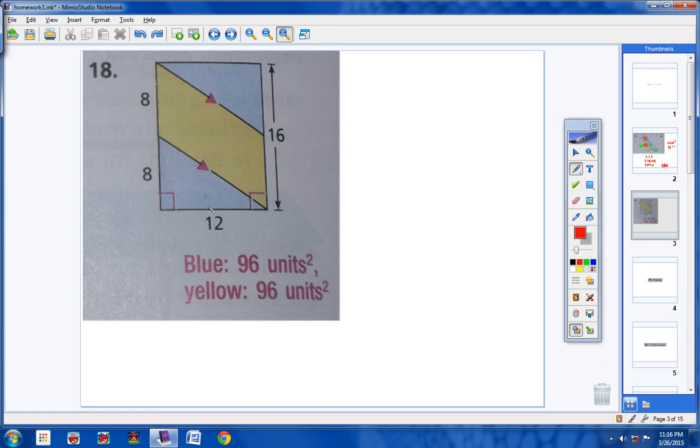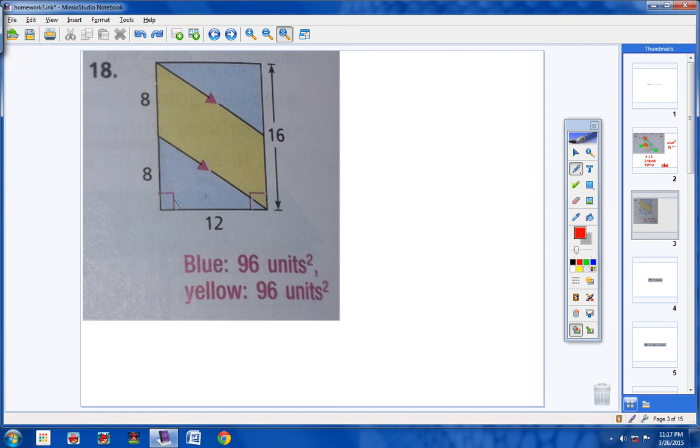If this is 12 here, then I know this is 12 here, okay? And if from here to here's 8, then from here to here's 8 also. So I have two identical triangles. This triangle here is congruent to this triangle here, okay? And so, to be honest with you, I think it's best to find the area of the blue triangles first.